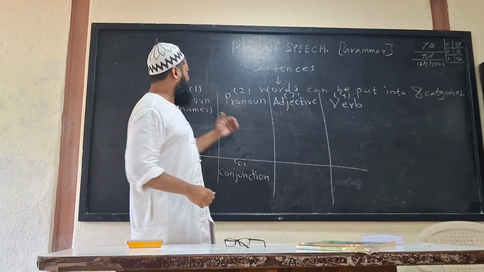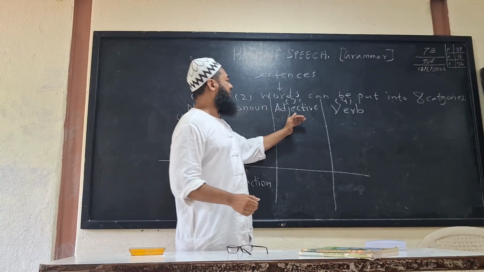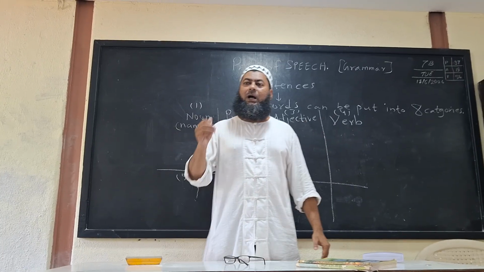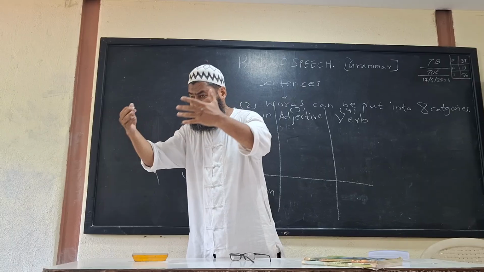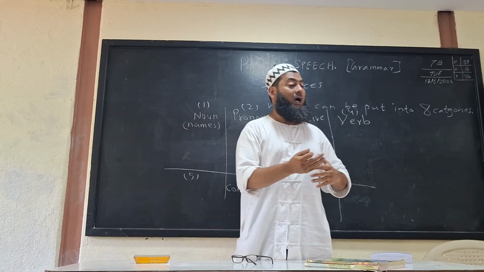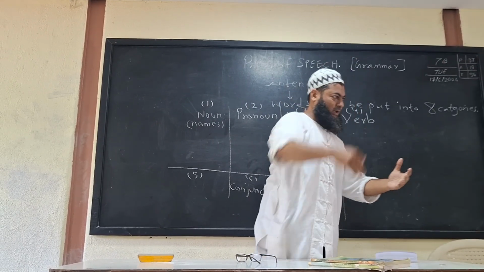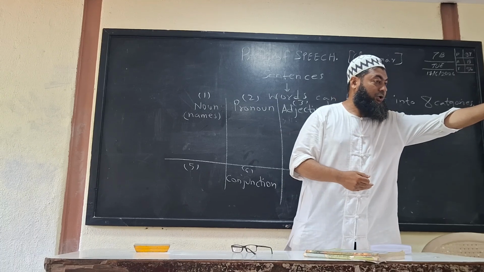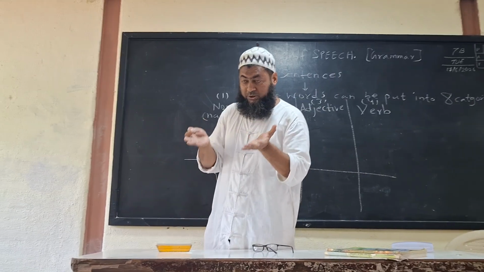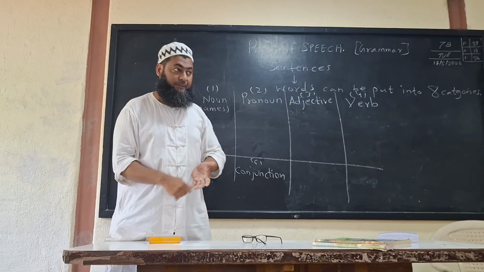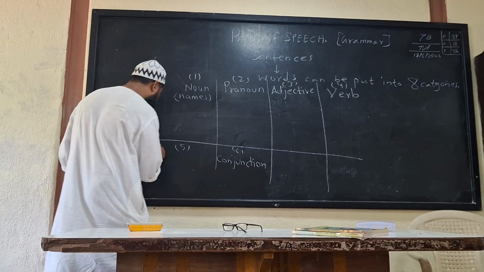Another one. We have noun, pronoun, adjective, verb. Now, verb means action word. Now, there are certain words that show the action of an action. That means how that action is actually happening. The words that tell you how the action has happened, we call adverb.